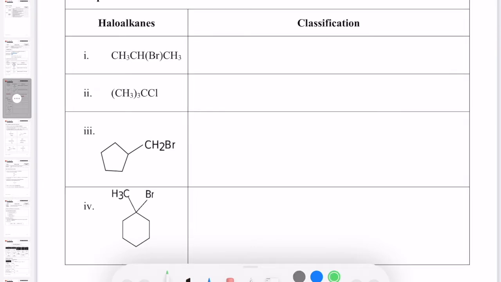Okay, so let's look at some examples. For the first one, if you can't see it clearly, you can open the structure. And we have Br. So, what classification is this? We classify the carbon first. As you can see, this carbon is actually a secondary carbon. So, therefore, this is a secondary haloalkane, because it is attached directly to a secondary carbon.